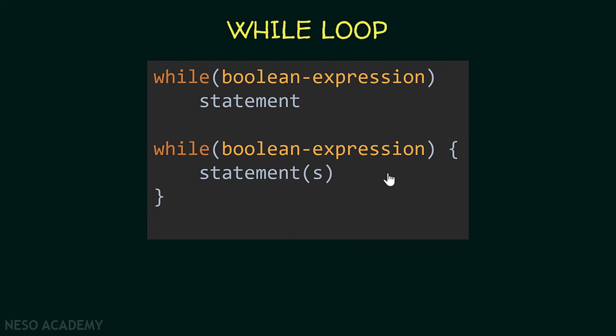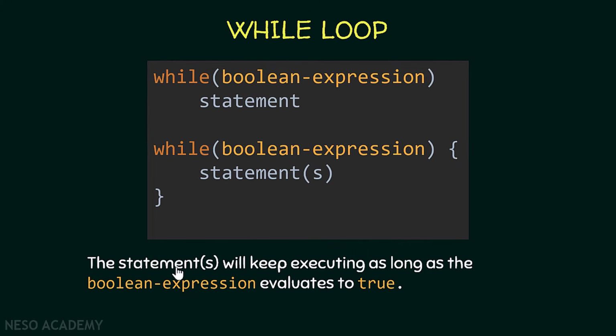So now what happens over here? The statement or the statements will keep executing as long as the boolean expression evaluates to true. Each time we execute the statement or the statements is called an iteration, alright? So each time the body or the block of code of the while loop is executed is called an iteration.